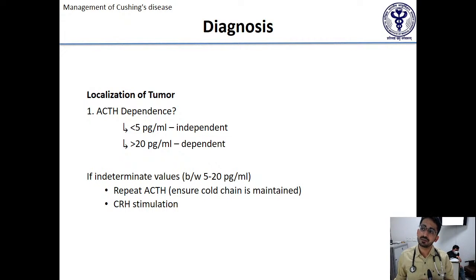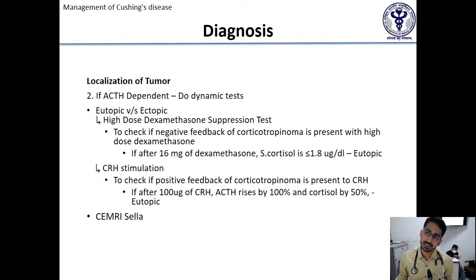If we have indeterminate values between these two, then we do multiple repeats of ACTH, ensuring that the cold chain is maintained because ACTH is a heat labile peptide. And if still not sure, we can go ahead with a CRH stimulation test. If ACTH dependence has been proven, then we do dynamic tests.